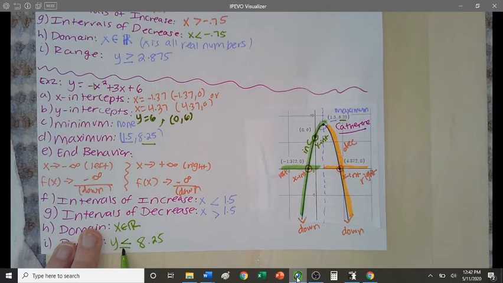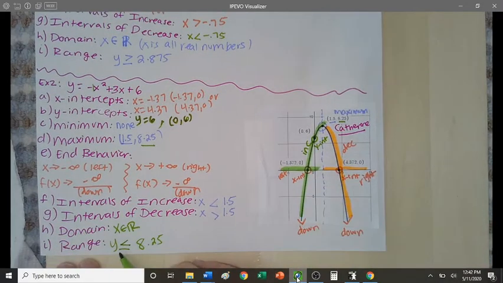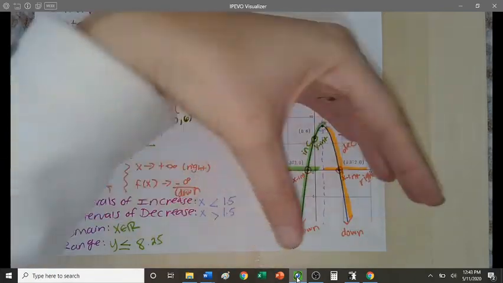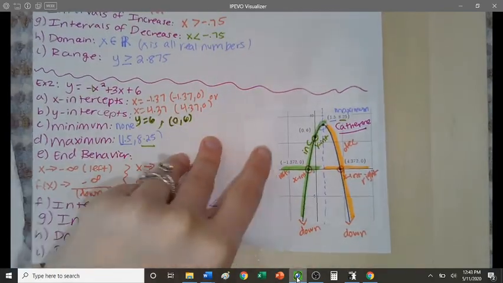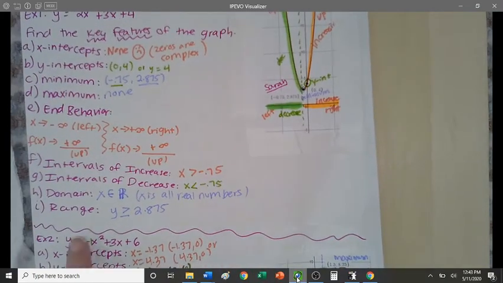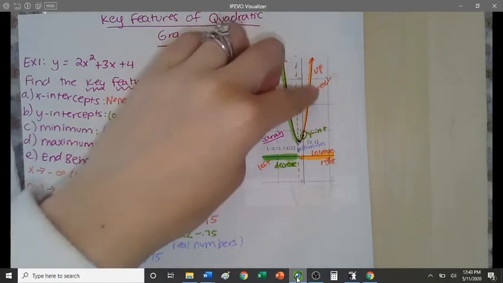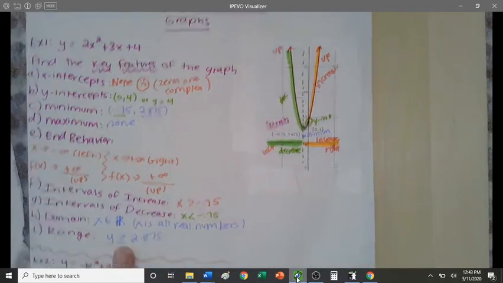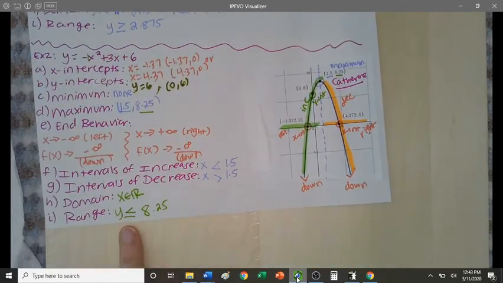And the reason why it's equal to, you guys, is because we have a solid point there. Okay, so your range should always have an equal to symbol. So if you have a maximum, your range is always going to be less than or equal to the maximum because it's headed down. If you have a minimum, your range is always greater than or equal to the minimum point because all the values, since it's facing up, are headed upward. So minimums, your range is always greater than or equal to. Maximums, your range is always less than or equal to.